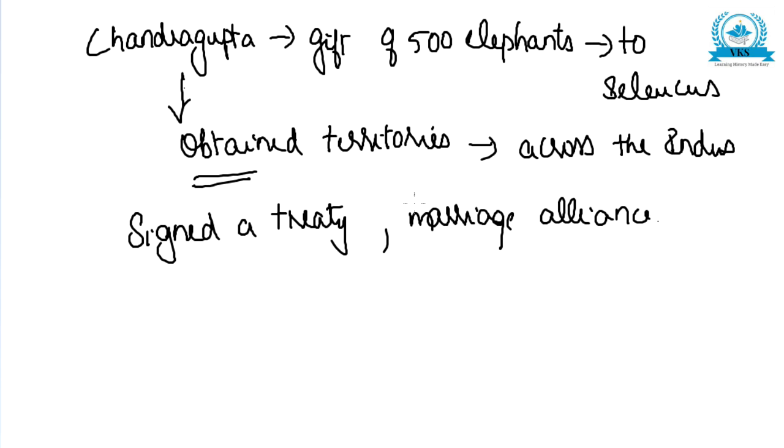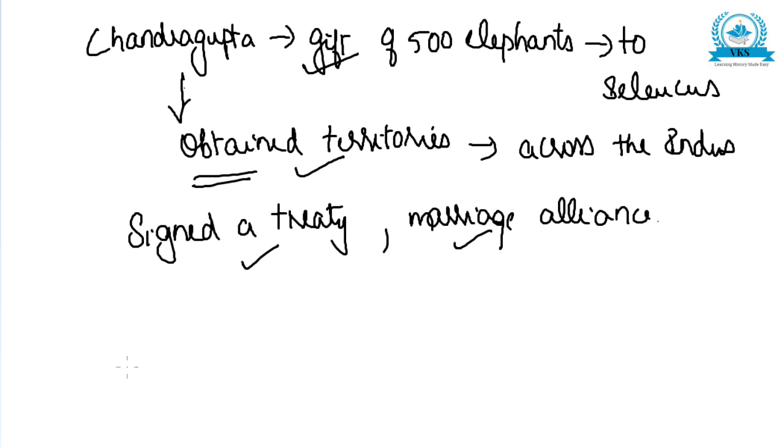See, actually in the campaign against each other, Chandragupta had won. He defeated Seleucus. But they finally agreed to conclude peace between both of them, and Chandragupta made a gift of 500 elephants to Seleucus. In return, he obtained territories across the Indus, and he also signed a treaty and entered into a marriage alliance. It is said that he married Seleucus' daughter. So that is how they entered into a matrimonial alliance.